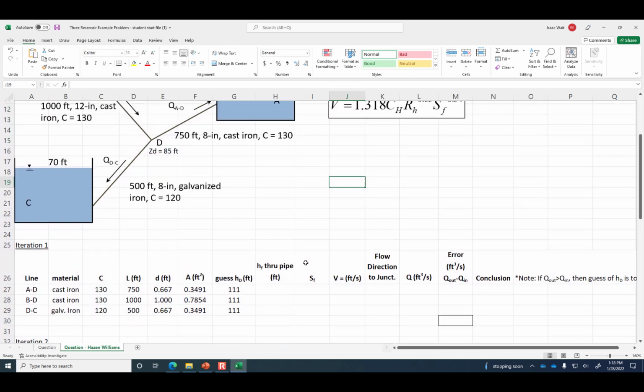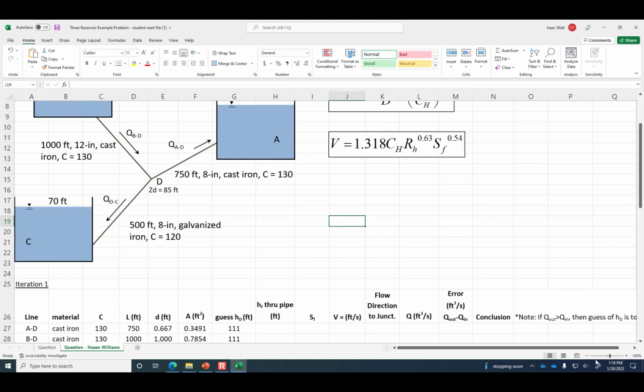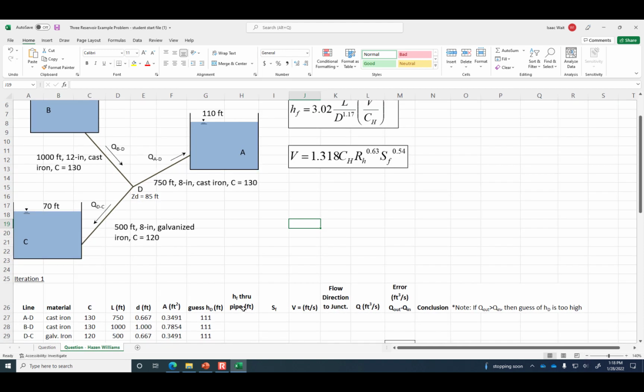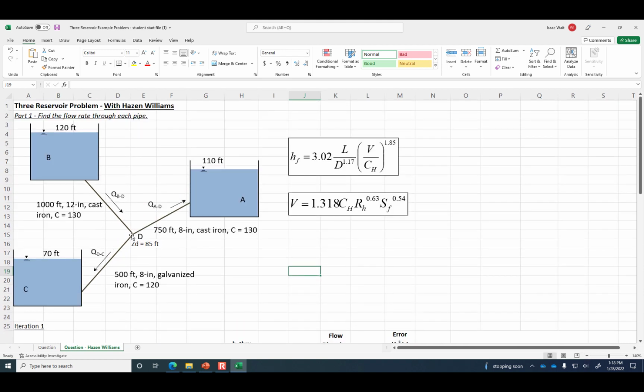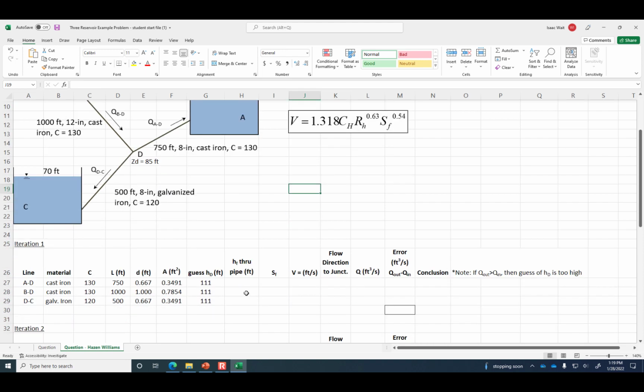Okay, so now this is the tricky part that I know sometimes students struggle on, is determining the head loss through the pipe. So we're saying that there's 111 feet of energy at D. So then that means if there's at B 120 and D 111, then the head loss from B towards D is going to be 120 minus 111. So that's 9 feet of head loss.